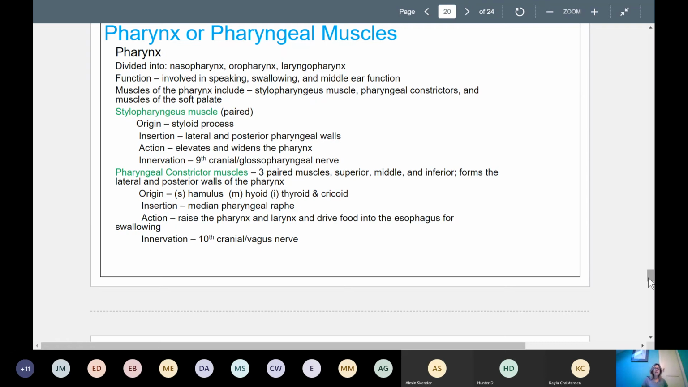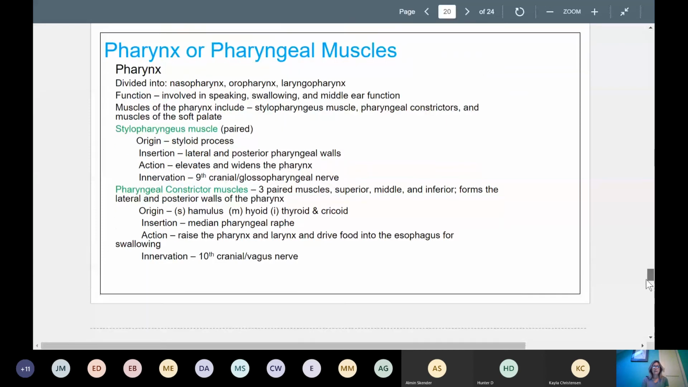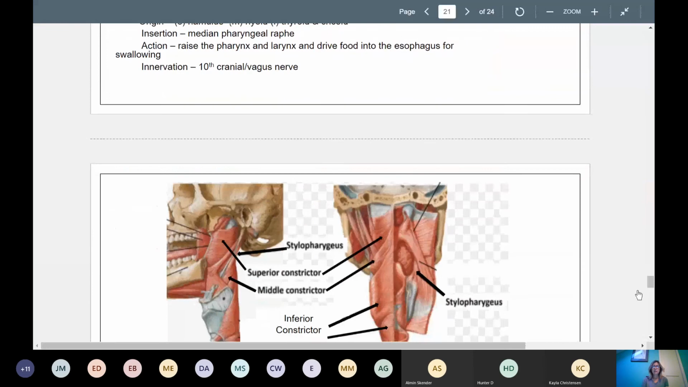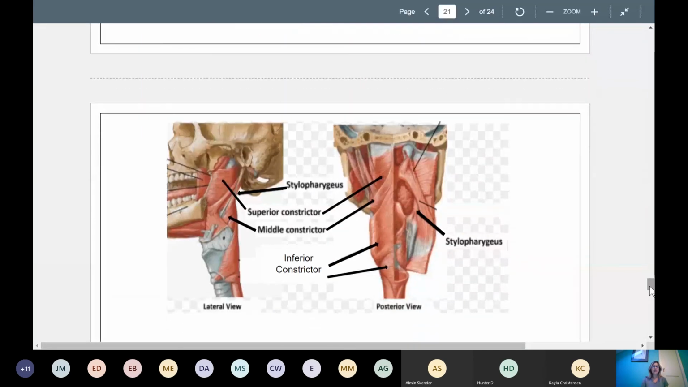So the muscles of the pharynx include the stylopharyngeus muscle, the pharyngeal constrictors, and the muscles of the soft palate. And those are the muscles right there. And here are some pictures of them. So you can kind of see this is the neck area. This picture right here is like a blow up of this area right here, and it's rotated around so you can see, it's like if we were looking at the back of your head.